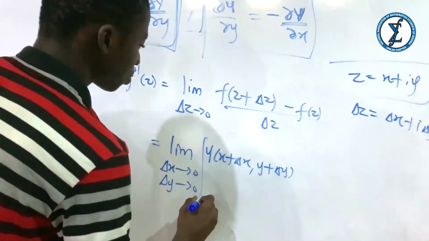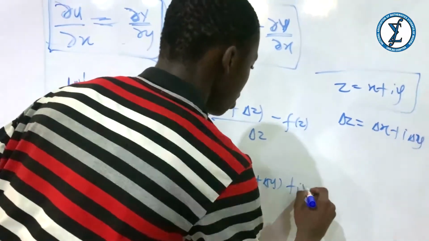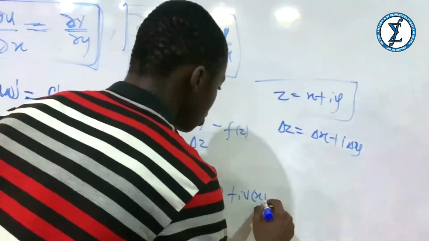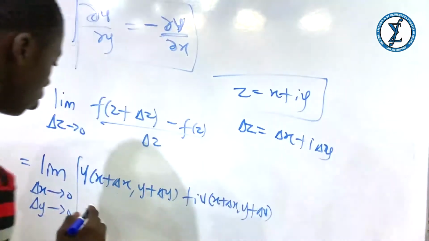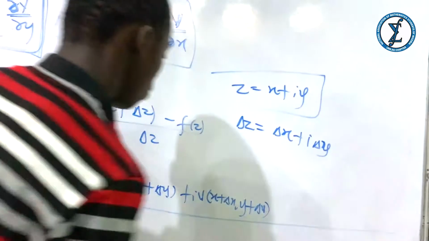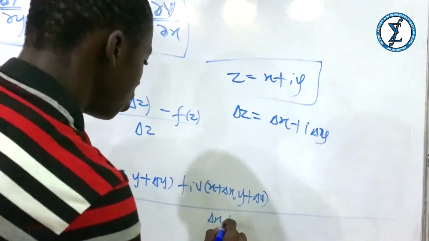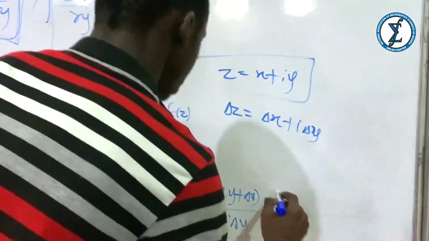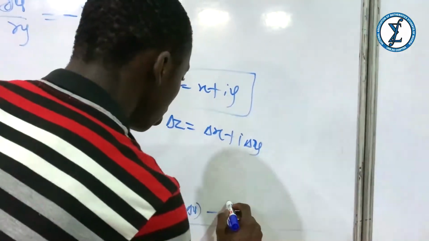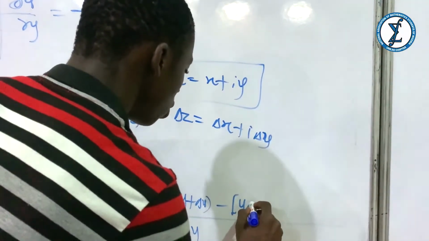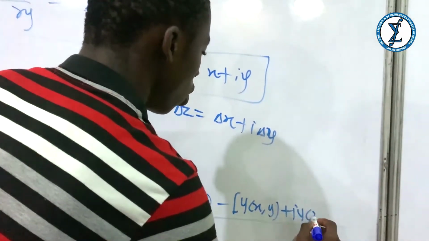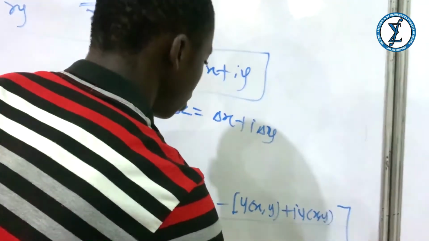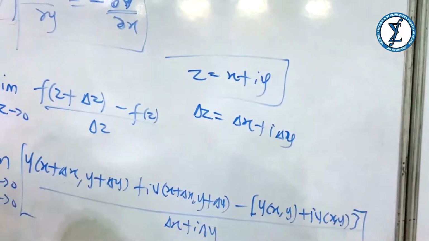plus i V of x plus delta x, y plus delta y, over delta x plus i delta y. Then don't forget, this one will be minus U of x, y plus i V of x, y. Perfect. So now, case 1, move with me.